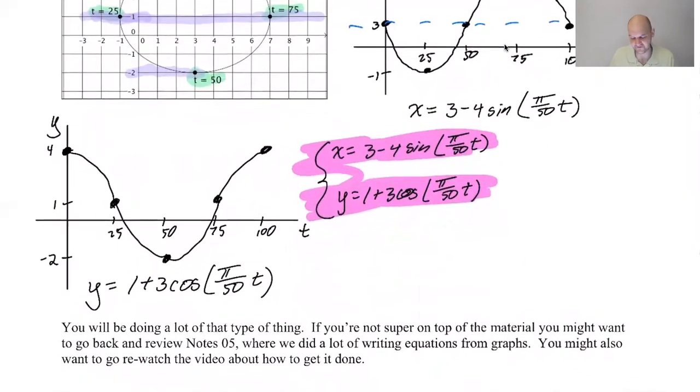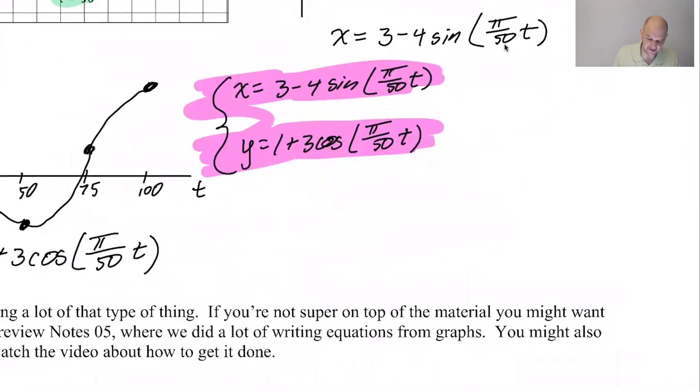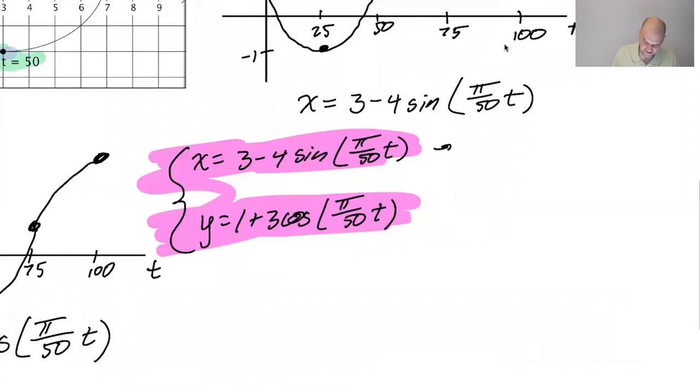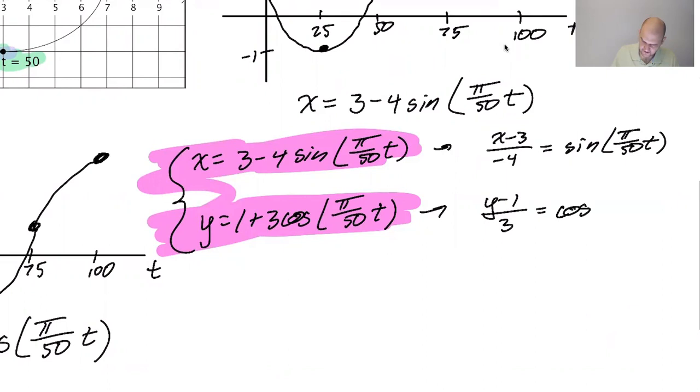How do I know that's definitely an ellipse? Well, I'm going to use the Pythagorean identity again. Sine squared plus cosine squared equals 1. So what I'll do is I'll take this and I'll say that x minus 3 over -4 is sine of pi over 50t. And then this I'm going to say is y minus 1 over 3 is cosine of pi over 50t. So far, so good.